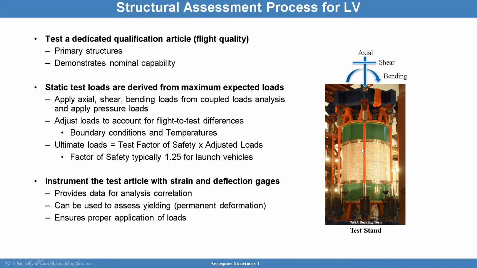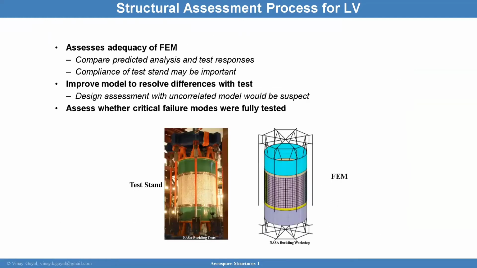And then you want to instrument the test article with a lot of care. You want to be able to get enough data from the test so you can then do an analysis correlation against a finite element model. You can use it to assess, for example, yielding and permanent deformation. You can also make sure that you're properly applying the loads into the structure. So the strain and deflection gauges play a big role. The correlation can be quite affected if you're not careful.